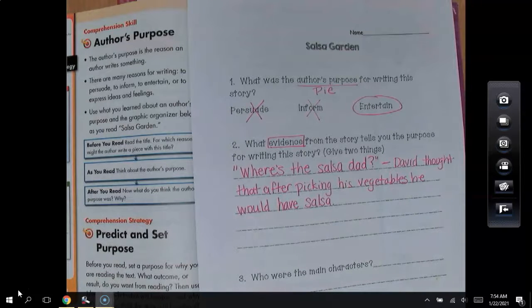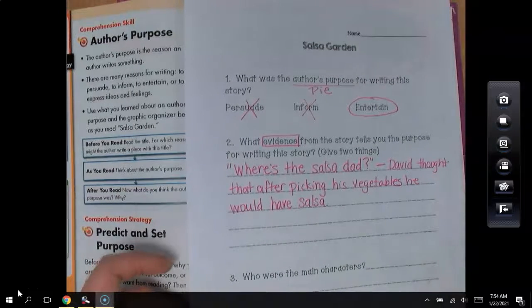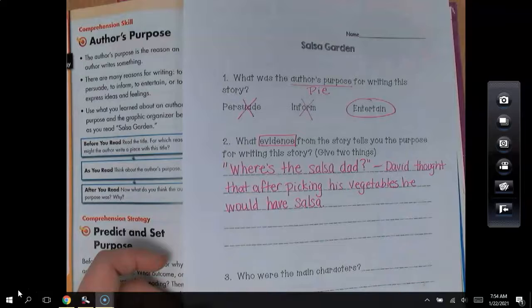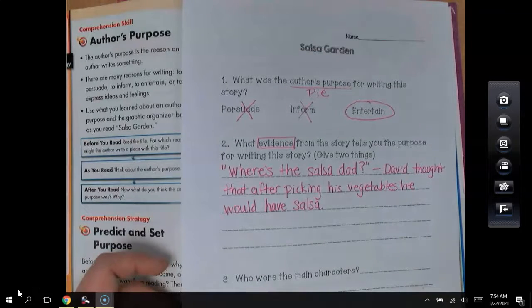That's entertaining because we know, boys and girls, when you pick vegetables, that just doesn't magically become salsa. You have to mix it together and put some spices in there to make it salsa. So that shows some entertaining. That shows that I laughed a little bit, and that is just one specific piece of evidence that I found. Okay? Now, your choices might be different than mine. And that is perfectly fine as long as you can prove why. Okay, as long as you can prove why.